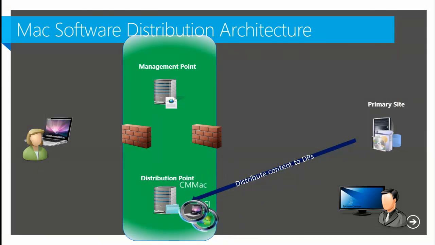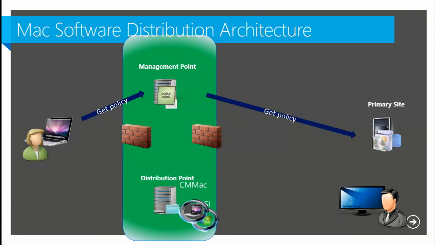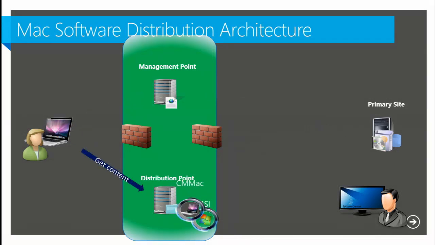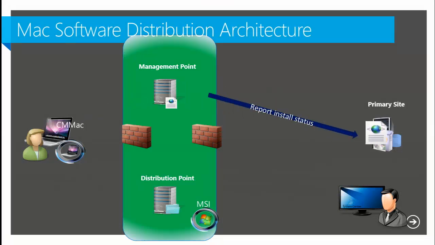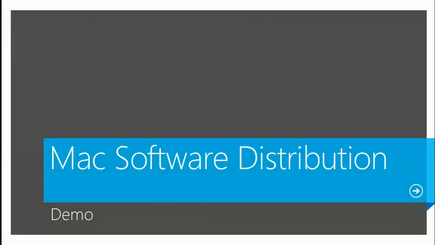So we've distributed the content to our distribution points. The admin deploys the application to a collection, and when the Mac checks in for policy on its regular schedule, it sees that it now has a new app to install, and then it'll communicate, again, over HTTPS with the distribution point, get just the CM Mac application package, and perform the installation. And then reporting status, just as with software settings management, through the management point infrastructure.